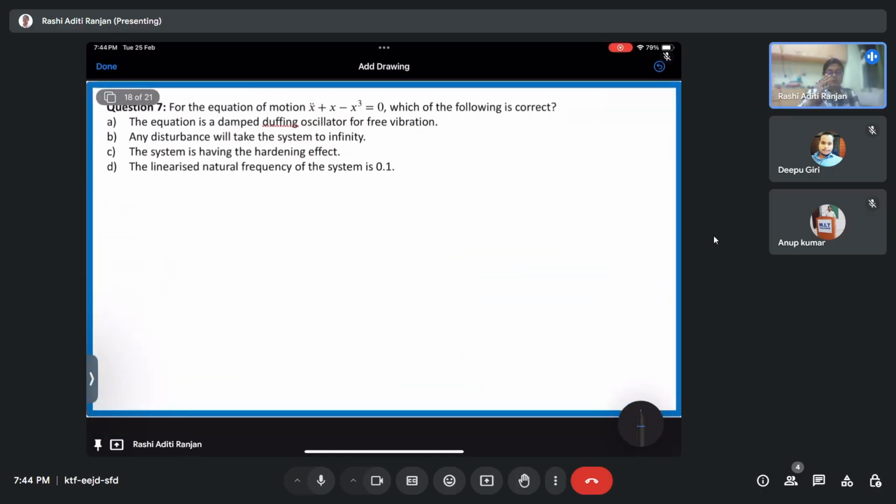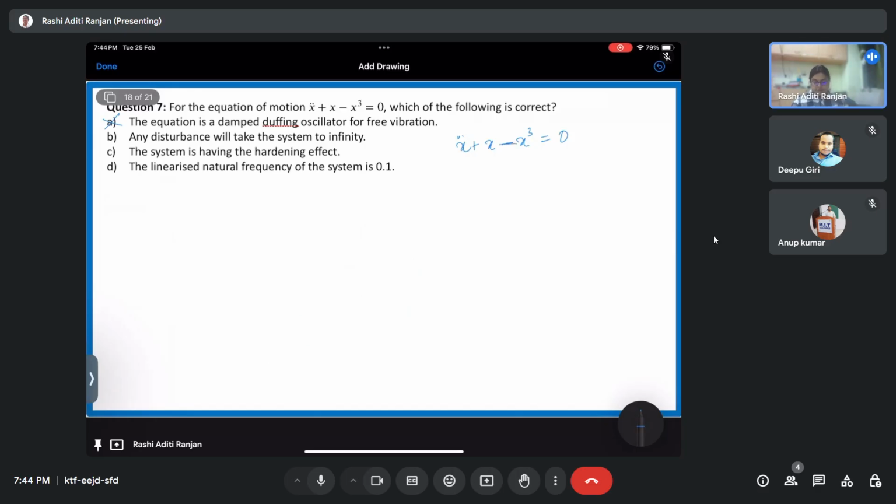Okay, coming on to question number 7. We have an equation of motion, and we have to tell which of the following options are correct for it. This is essentially a sort of Duffing equation. So let us read the sentences and see whether each is correct. First, the equation is a damped Duffing oscillator for free vibration. No, this is not correct because this is not damped. It is a Duffing oscillator for free vibration, but this is not a damped system. As you can see, there is no term related to x dot.